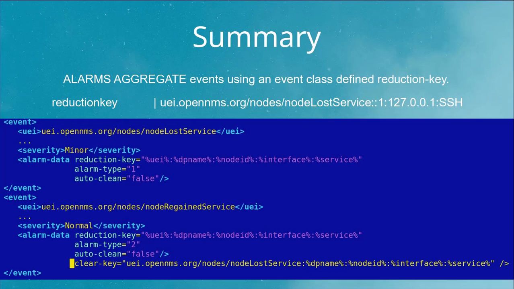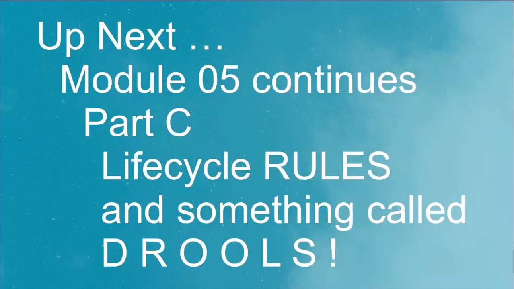An SQL statement was created to display alarm attribute values. That script, pg.sql, was executed at various points of the demo alarm lifecycle. Coming up, Module 5 continues with Part C, Lifecycle Rules and something called Drools.